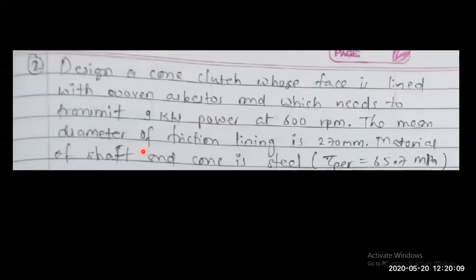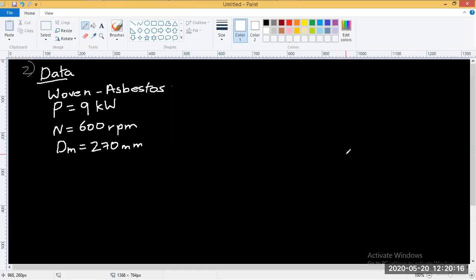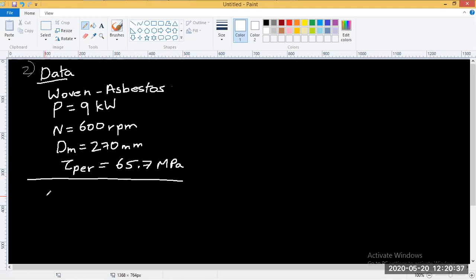That's it. Material of shaft and permissible shear stress. So tau permissible. This data is useful when we are finding the diameter of a shaft. So permissible shear stress is 65.7 megapascal. Right. That's all the data which is given. Let's move on to the solution part.